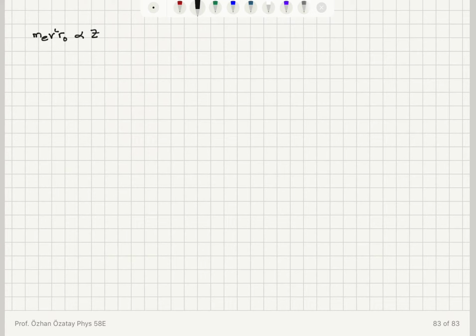Now I also have v given by m sub l h bar divided by the mass of the electron times the orbit radius, from quantization of orbital angular momentum. So I can substitute this for v. Therefore, this gives me the mass of the electron times m sub l squared h bar squared over the mass of the electron squared, r orbit squared, times r orbit is proportional to Z.